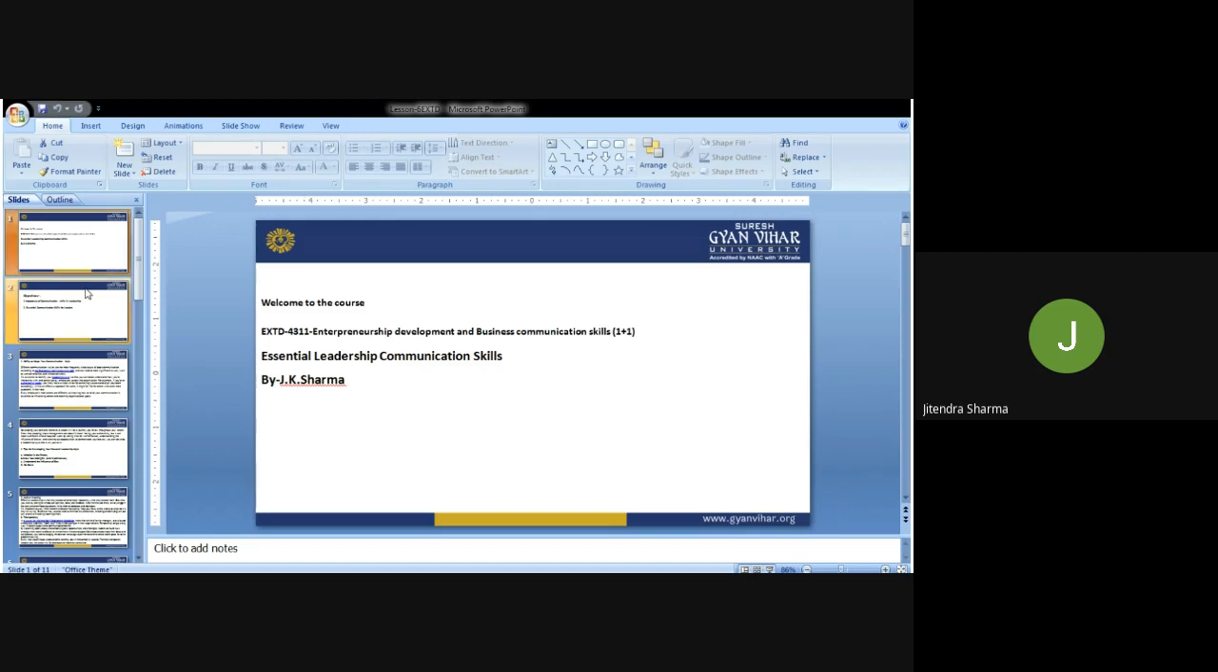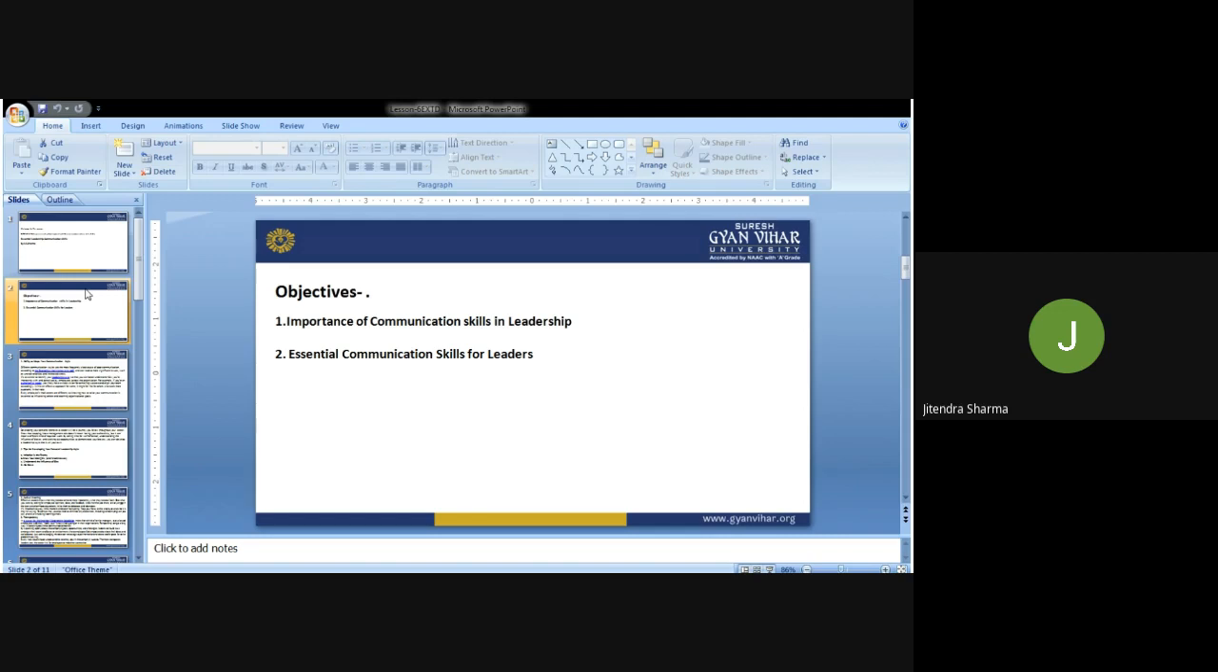So, the objectives of the discussion are, first, to learn about the importance of communication skills in leadership, and second, the essential communication skills for leadership. It means we are discussing two important aspects: first, the importance of communication skills in leadership, and then the essential communication skills for leaders. These are the two concepts which we'll discuss thoroughly in this chapter.